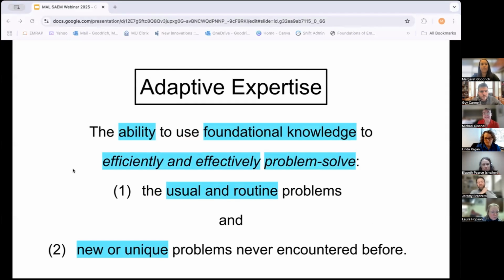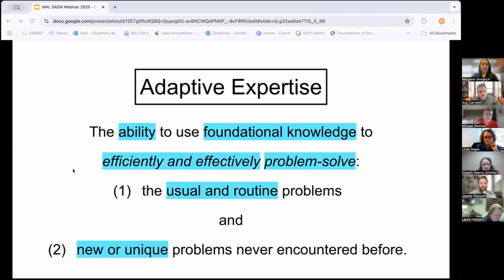It's an ability, it's a skill. Not everyone has adaptive expertise. Not everyone is an adaptive expert, but they perhaps still practice competently in emergency medicine. It doesn't mean that every physician has to be an adaptive expert. You need to use your foundational knowledge. Foundational knowledge means your book knowledge and your concept knowledge.